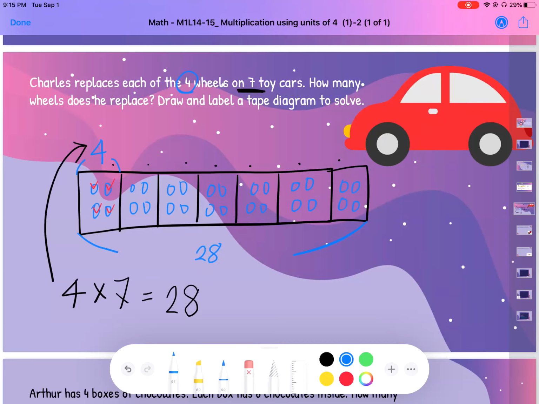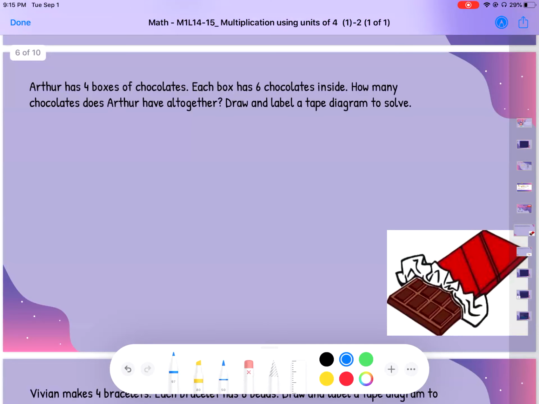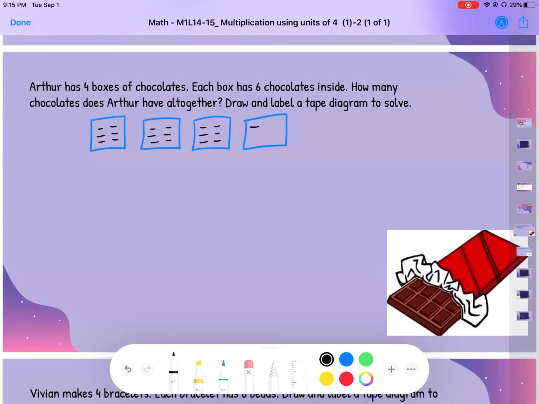So let's do one more question. Arthur has 4 boxes of chocolates, and in each box there are 6 chocolates, right? And it's telling us to draw and label a tape diagram.